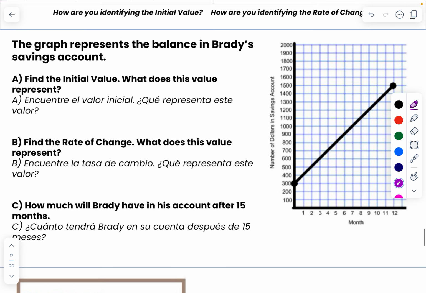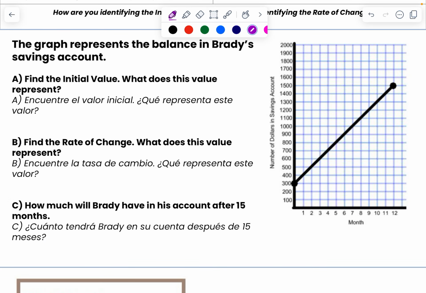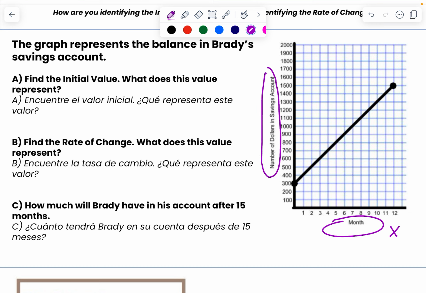Okay, here is a picture of Brady's savings account. And this is where we kind of were ending most of our classes. So here's a graph of Brady's savings account. Whenever I am given a graph, I like to just look at what's on the x-axis over here and what's on the y-axis over here, just so I can get some context into the problem.